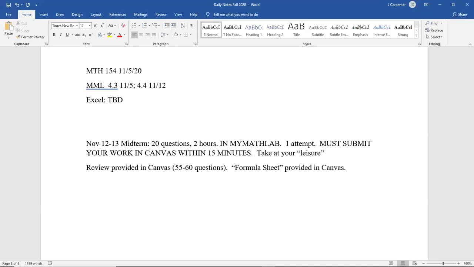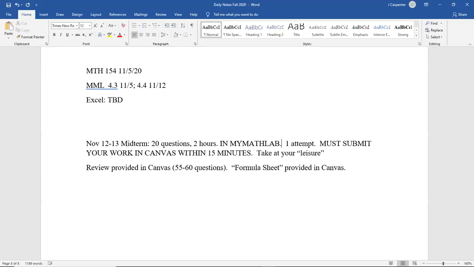Now, what that means is any work that you've written down on paper, I need you to take pictures of, and then I need you to submit it in Canvas. There will be a place for you to submit that. You're going to have a few spots. You're going to have a location for the review, a location for your formula sheet, and then a location for submitting your work. You must submit your work. If you don't submit any work, I reserve the right to give you a 0 on your midterm.